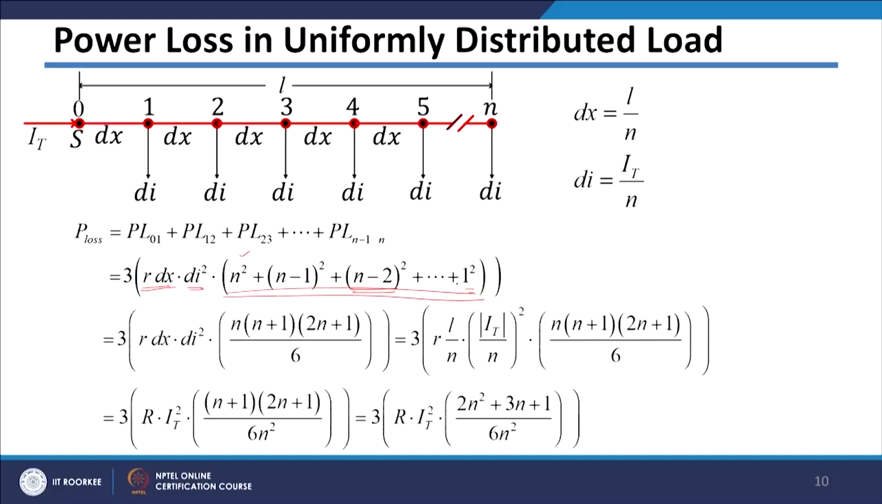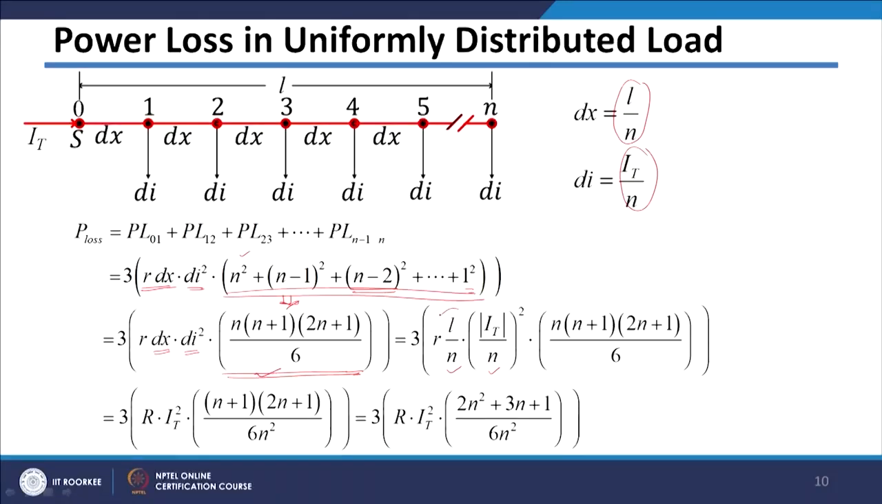And if you find the equivalent of this series, we know that it can be summed using this particular formula here. So, this series will turn out to be this, where for dx we can put the total length by number of sections, L by n, and for dI we can put total current by number of sections, that is IT by n. So, if you put this, dx is equal to L by n, and dI will be IT divided by n square.